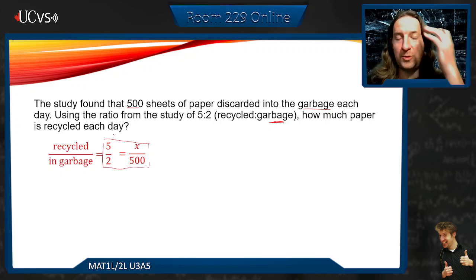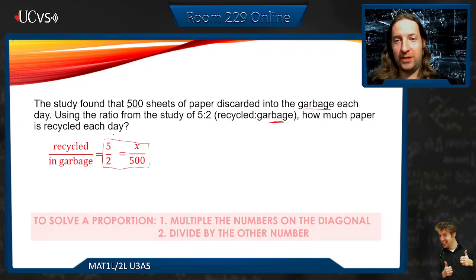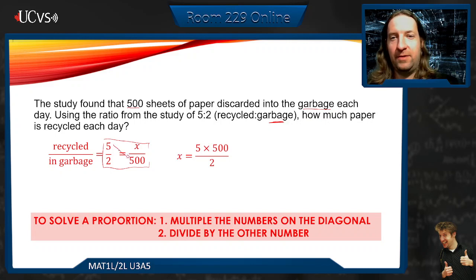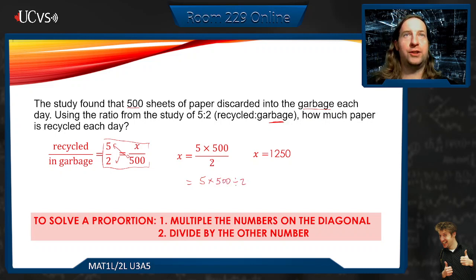Right? So once we get to that step, it's pretty straightforward. We just have to follow the same rule. Multiply across the diagonal and divide by the other one. So that's going to work out to 5 times 500. So we're going to multiply 5 times 500, and then we're going to divide by 2. And that works out to 1,250. Remember, if it's unclear, it's 500, and then we divide by 2. Having this fraction over 2 is the same thing as dividing by 2.